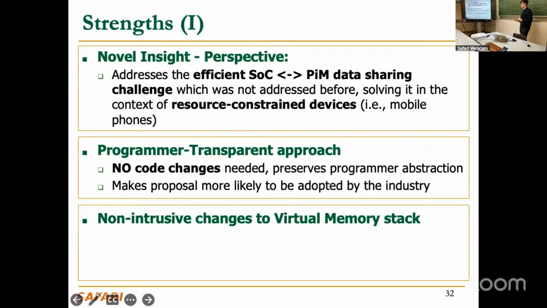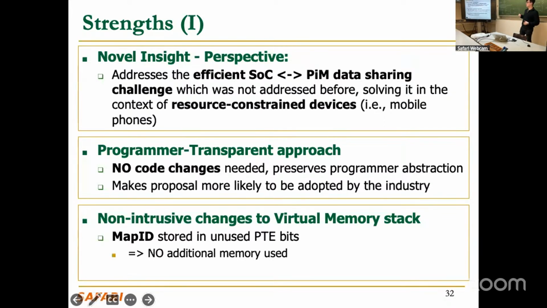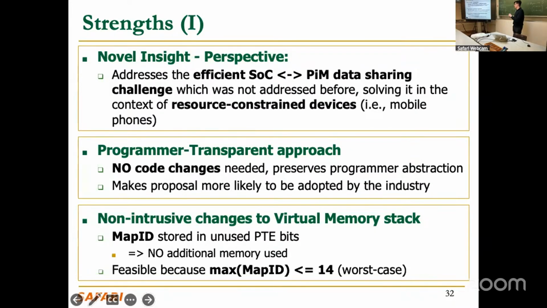The virtual memory stack changes are also non-intrusive because remember that map ID that I talked about that is stored in the unused PTE bits. This means that we do not require any additional memory to track this kind of metadata. And such an approach is feasible because the maximum number of map IDs is at most 14, as reported in the paper. Otherwise, we wouldn't have been able to store all the map ID values in the PTE bits.